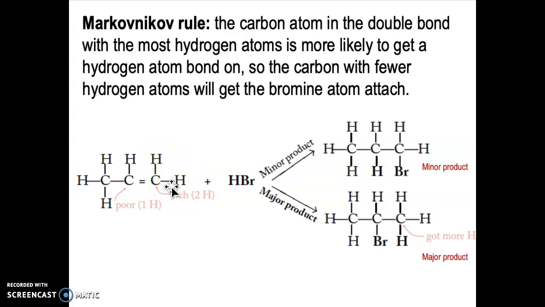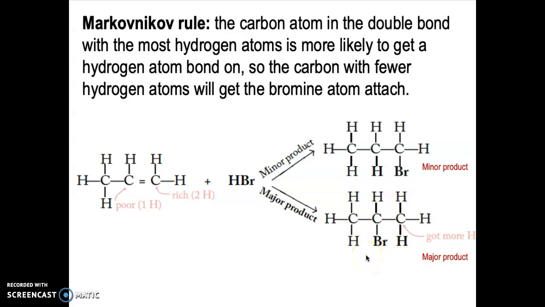Never write "rich gets richer" to explain this rule. You'll get marked not achieve. So in order to identify the major product, this shows you that the carbon with the most hydrogens has gained the extra hydrogen, while the other carbon with the fewer has gained the non-hydrogen, in this case the bromine atom. So this is the major product.